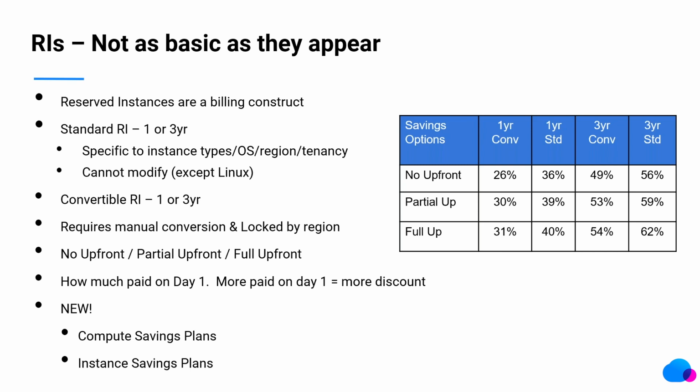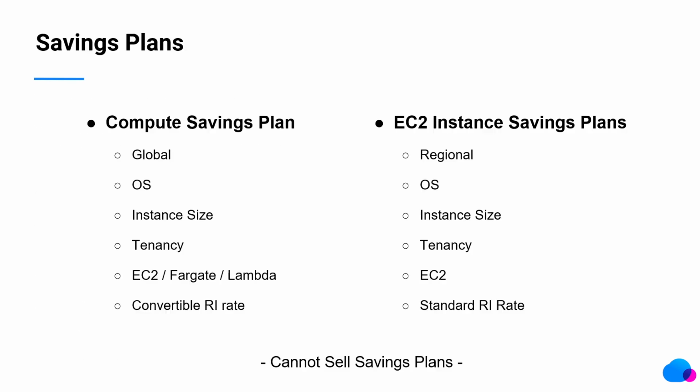Now, the other piece that AWS just recently announced was around compute savings plans and instance savings plans. What you see here, compute savings plans, they are applied globally, so they're not locked down to specific regions like reserved instances are. They can go across different OSs, different instance sizes, different tenancies. They also go to multiple services, so EC2, Fargate, and they actually just recently announced Lambda. The Lambda savings is a little on the lighter side, but it is something that you can do to pick up a little bit of savings there.